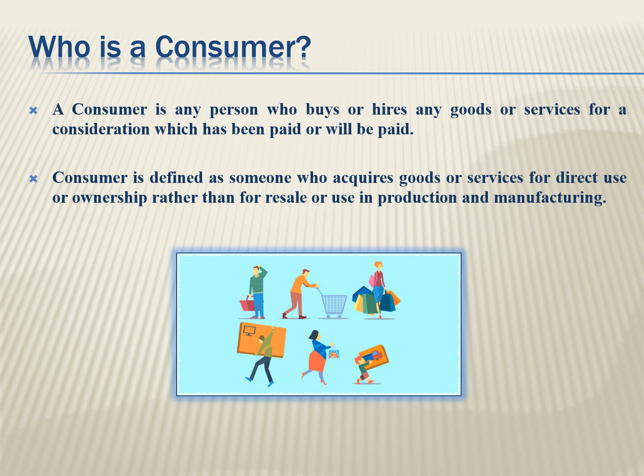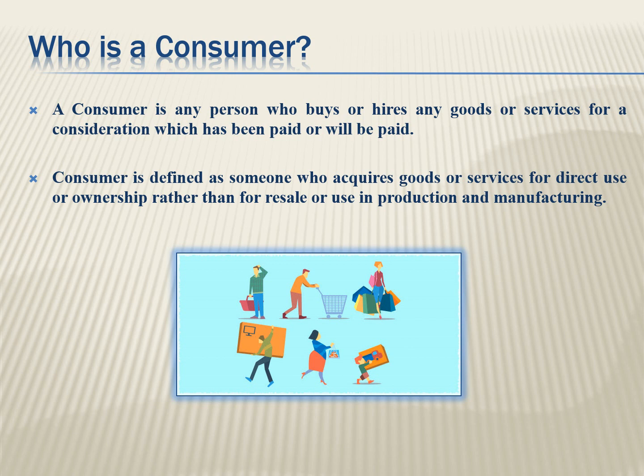I would like to explain a consumer. According to section 2, subsection 1D of the Consumer Protection Act, a consumer is any person who buys or hires any goods or services for a consideration which has been paid or will be paid in the future. A consumer is defined as someone who acquires goods or services for direct use or ownership rather than for resale or use in production and manufacturing.